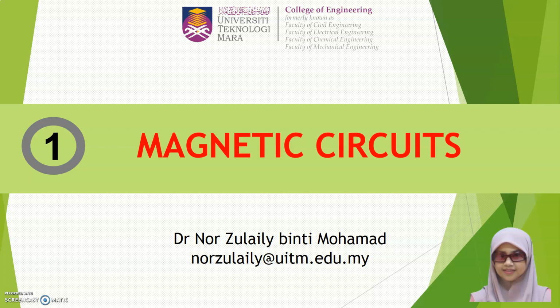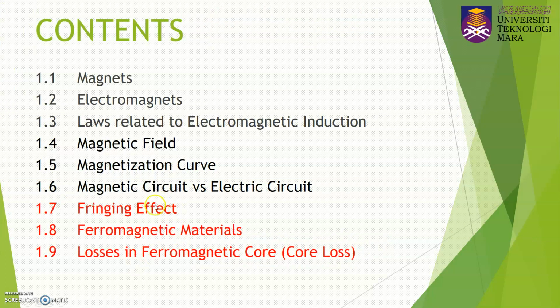Welcome to my video. In this video we are going to continue our discussion of chapter 1, which is magnetic circuits. We are going to cover the last 3 subtopics. The first one is the fringing effect. We will see what the fringing effect is and what causes it to happen.